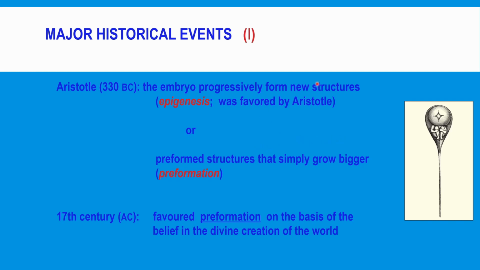And Aristotle favored the model of epigenesis. He discussed two possibilities, and he favored the model of epigenesis that we now know to be the case today, that the embryo progressively forms new structures. But it's perhaps surprising to know that up until the 17th century, preformation was the favored theory behind the development of an adult animal. So they were created.